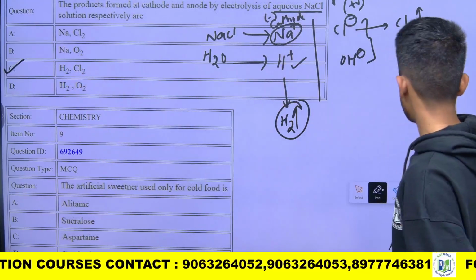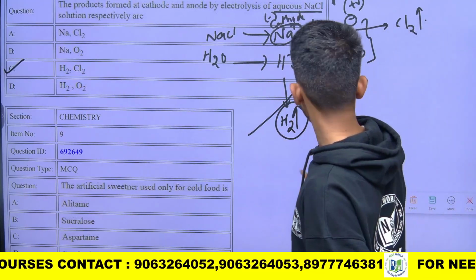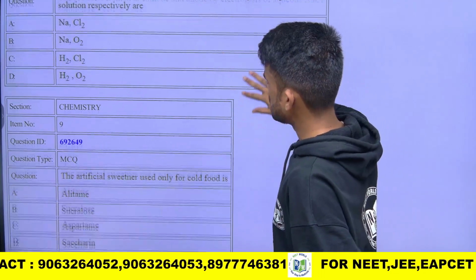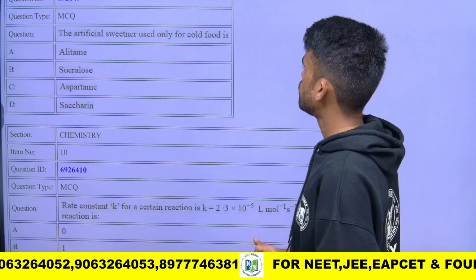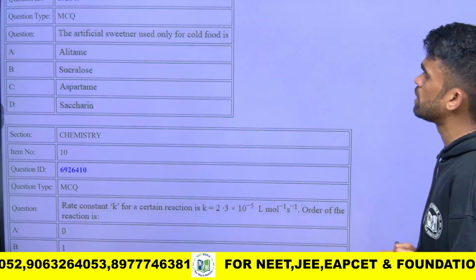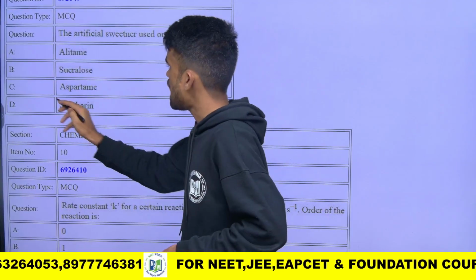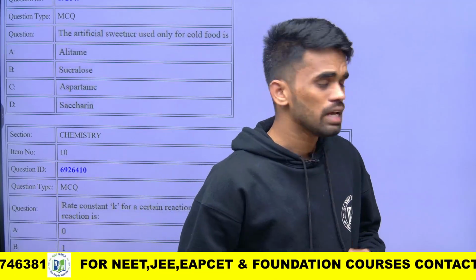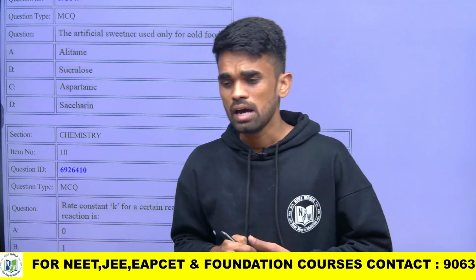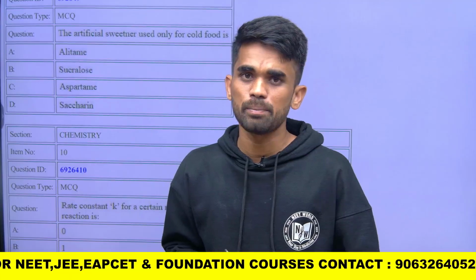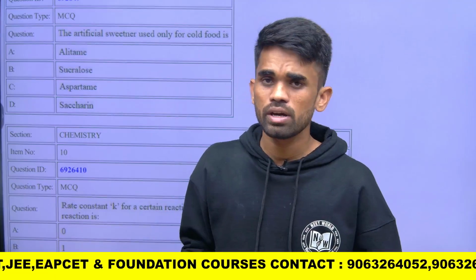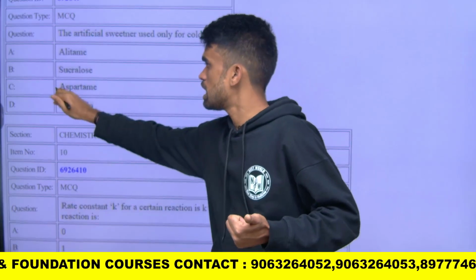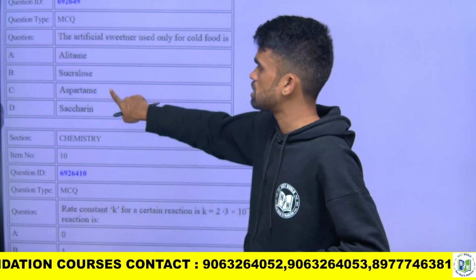Okay, so the next. The artificial sweetener used only for cold food is. For cold food, aspartame is the best choice. Why? Because aspartame is a sweetener, but it is unstable at high temperature. At cooking temperature it is unstable. Therefore it is preferred only in cold foods. So aspartame is correct, so you can go with option C.